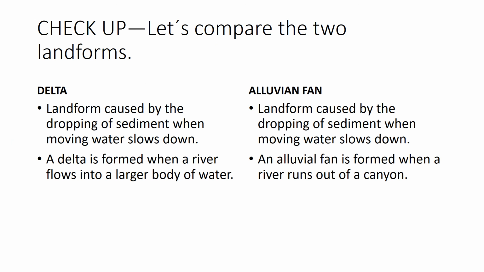Check-up questions. Let's compare the two landforms. Delta. Landform caused by the dropping of sediment when moving water slows down. A delta is formed when a river flows into a larger body of water. Alluvial fan. Landform caused by the dropping of sediment when moving water slows down. An alluvial fan is formed when a river runs out of a canyon.